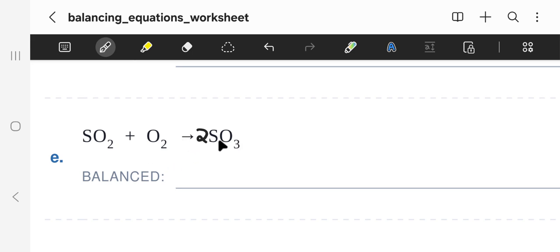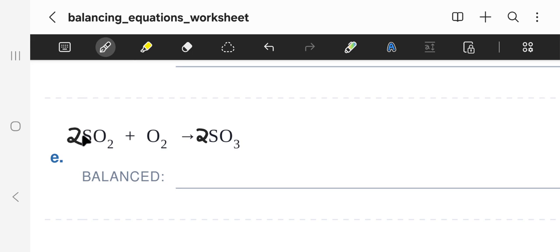If I put 2 over here, how many oxygens do I now have on the right? I have 2 times 3, that's 6 oxygens. And now I also have 2 sulfurs. So I have to balance the sulfurs. I have 2 sulfurs this side, so I also have to add a 2 here. But look at what this 2 does.